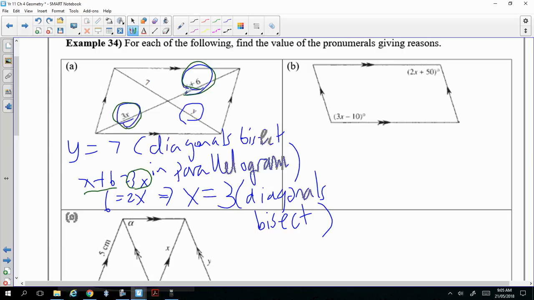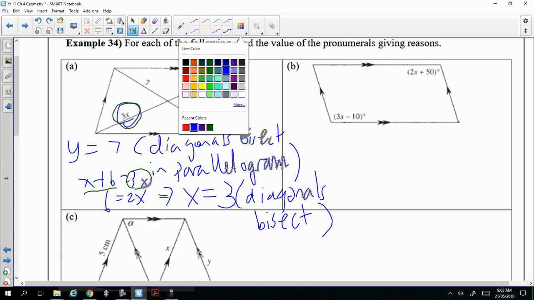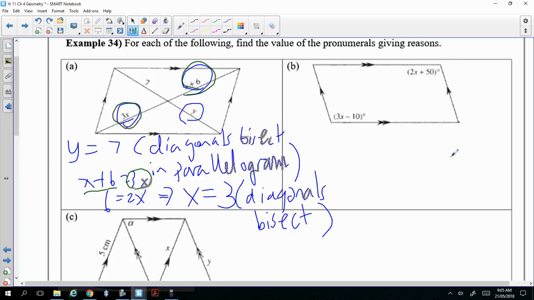All right, good. Continuing on. These two sides are equal, and these two sides are equal, in a parallelogram. Good, done.